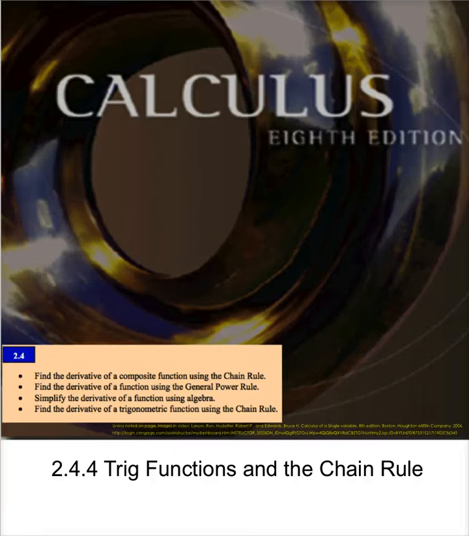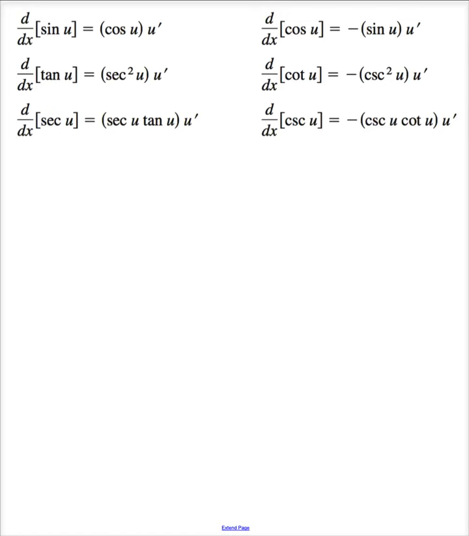Now let's talk about trig functions and chain rule. Pretty much any time you have a trig function, the argument isn't usually simply an x, it's usually a function. So the derivatives are the same, but you just have to remember to take the derivative of the argument here. And we usually call that u prime. So the derivative of sine of u is cosine of u times u prime. The derivative with respect to x of tangent of u is secant squared u times u prime, etc.